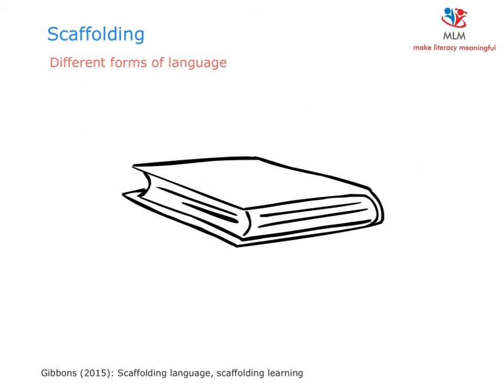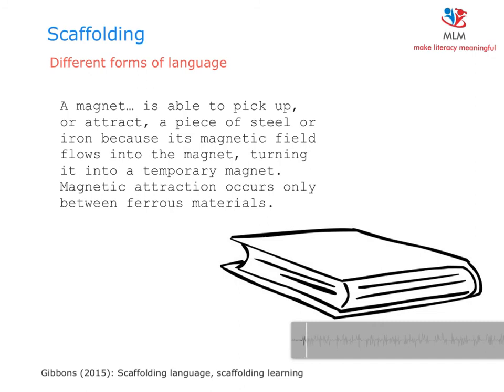The fourth and very last example is taken from a child's encyclopedia. A magnet is able to pick up or attract a piece of steel or iron because its magnetic field flows into the steel, turning it into a temporary magnet. Magnetic force acts between various materials.